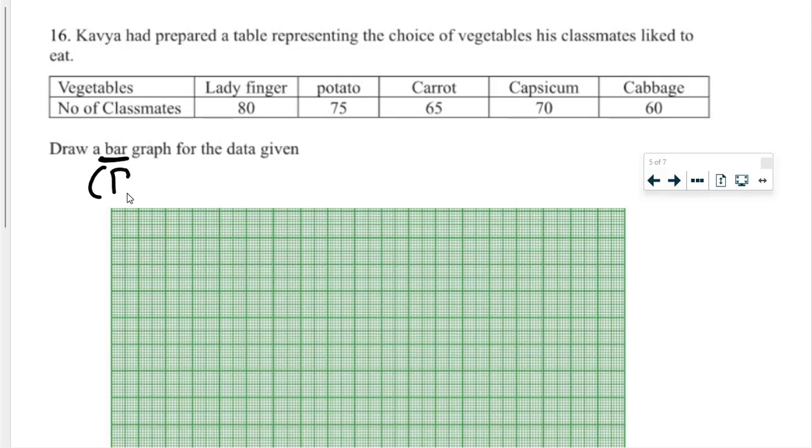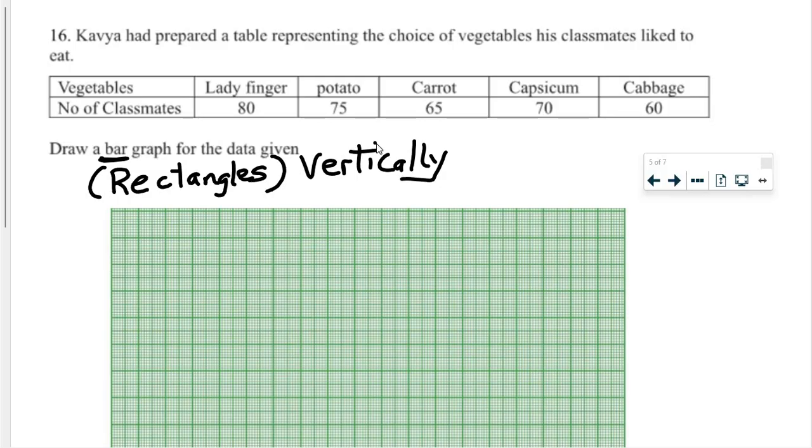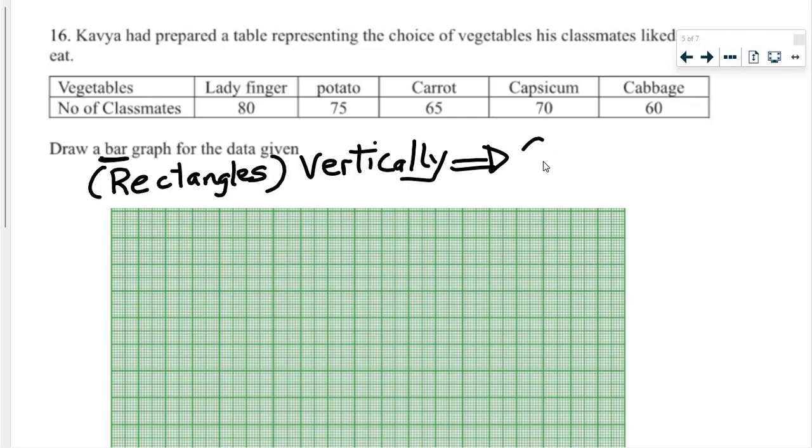Bar graph is drawn in form of rectangles, and we prefer drawing them vertically on a graph paper. So a bar graph is drawn in form of rectangles, and they are drawn vertically on a graph paper.